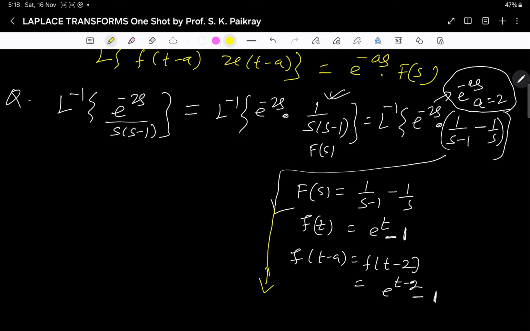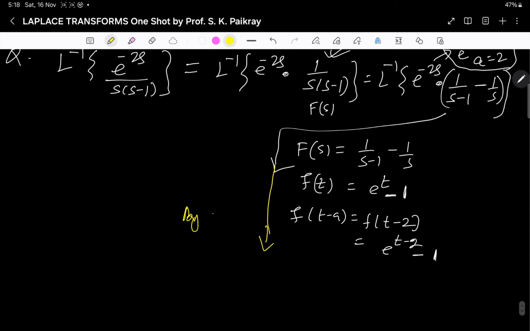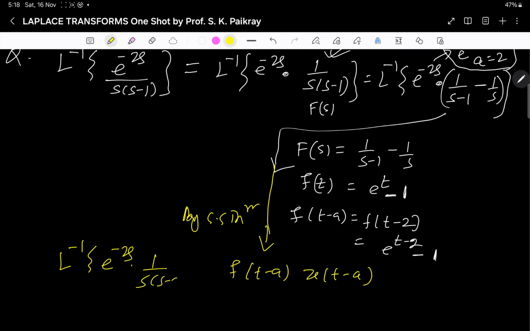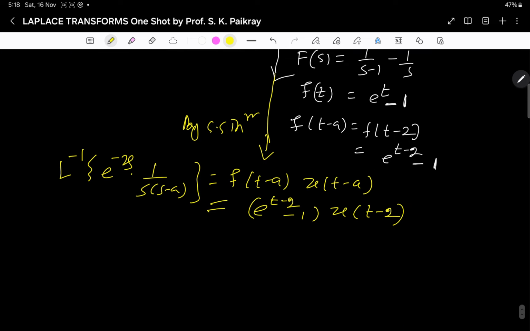So what is my answer then? By the second shifting theorem, it will be f(t minus a) u(t minus a), is it not? So L inverse of e to the power minus 2s times 1 by s(s minus a). So f(t minus a) is this, e to the power t minus 2, minus 1, and u(t minus a) is this. So this is e to the power (t minus 2) u(t minus 2) minus u(t minus 2). So this is your answer.